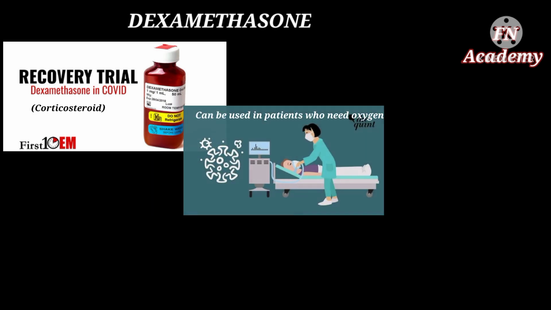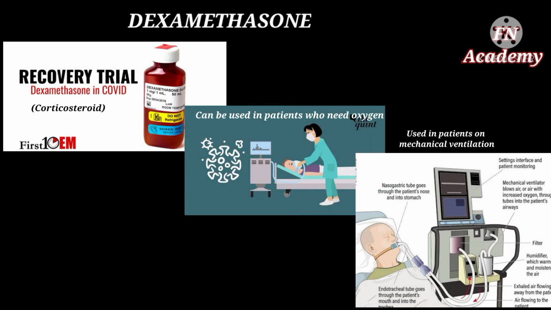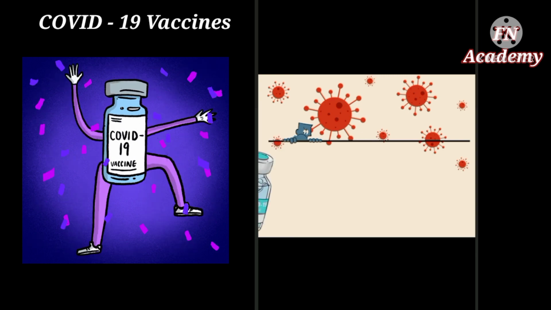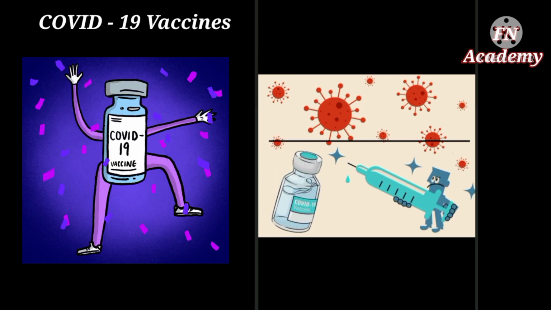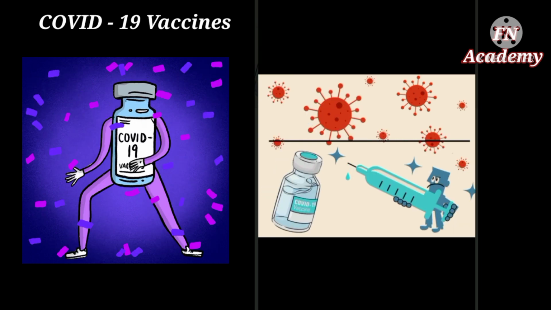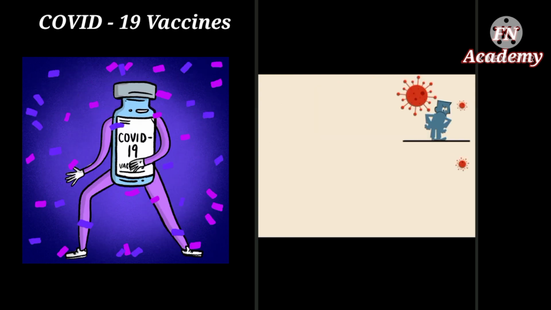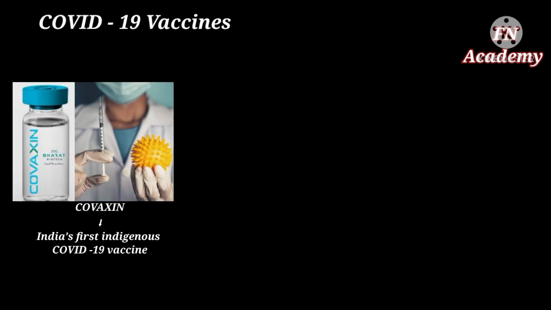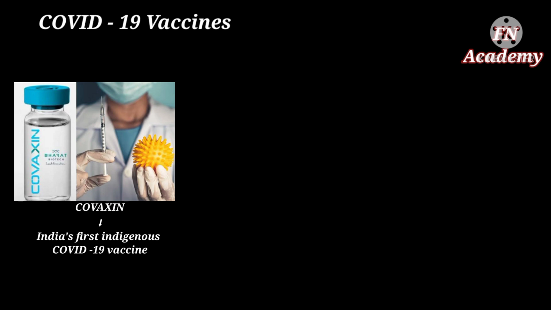Now second one is dexamethasone. Dexamethasone is a corticosteroid, a drug that helps regulate the immune system. It can be used in patients who need oxygen, and can be used in patients on mechanical ventilation or not on mechanical ventilation. Vaccines typically require years of research and testing before reaching the clinic. But in 2020, scientists embarked on a race to produce safe and effective coronavirus vaccines in record time. Here's a quick look at some of the ongoing COVID-19 vaccine projects such as Covaxin.